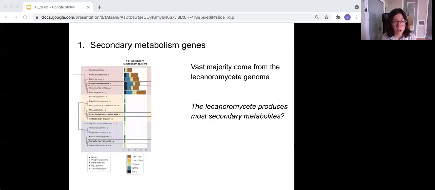First, we looked into genes related to secondary metabolism. We did it because a hypothesis has been made that the yeast might be involved here. This graph shows the number of secondary metabolism gene clusters in different fungal genomes. And you can see that Alectoria sarmentosa here, the dominant fungus of the lichen symbiosis, has way more secondary metabolism gene clusters than Cyphobasidium and Tremella. So we can hypothesize that the lichen-forming fungus is most responsible for the secondary metabolism production.